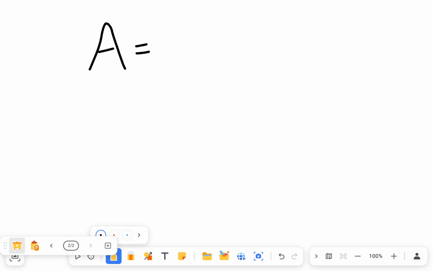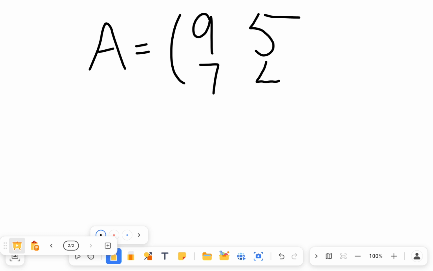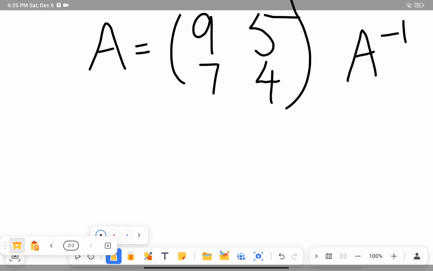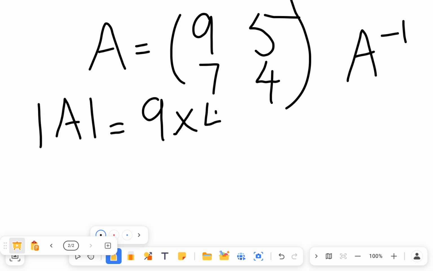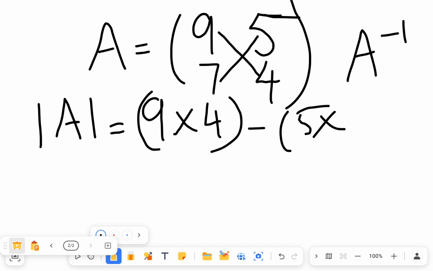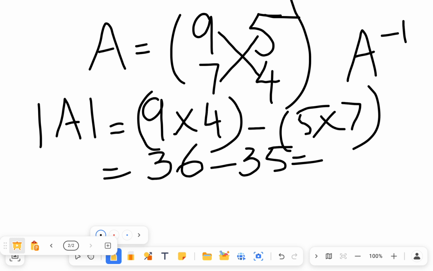Let's suppose A is a matrix and it is given by these elements. Okay. Now, how do I find A inverse? Simple. First of all, I find the determinant of A. And that is given to be 9 into 4, the product of the leading diagonal, minus the product of the other diagonal, minus 5 into 7. So what do I get? 36 minus 35 is equal to 1. So 1 is the determinant.